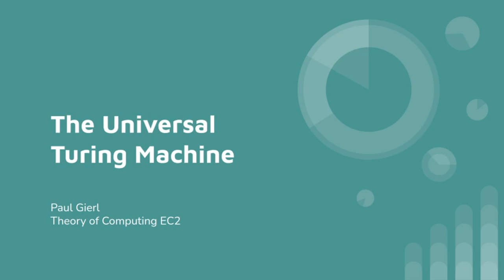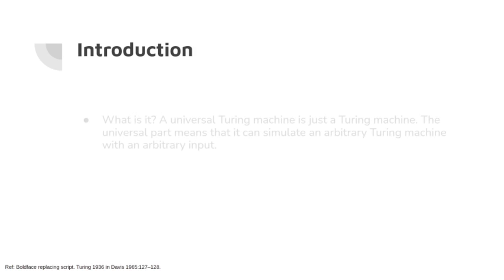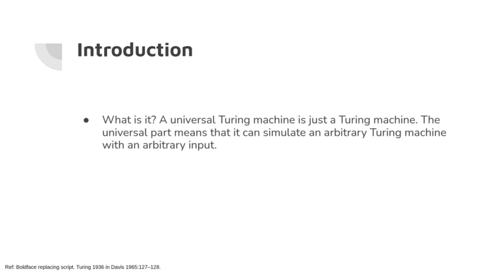I wish we had touched a bit more on it in class to truly understand how this is really the baseline of computers and technology today, especially software and hardware. So let's start with a little introduction of what a universal Turing machine is, and quite simply, it is a Turing machine as we know it. The universal part means that it can simulate an arbitrary Turing machine with an arbitrary input and alphabet and compute as if that one does.